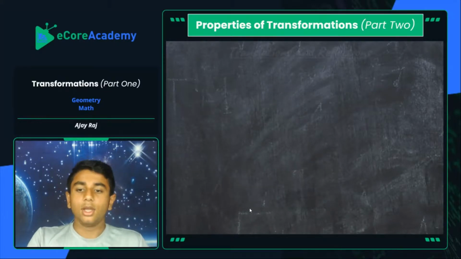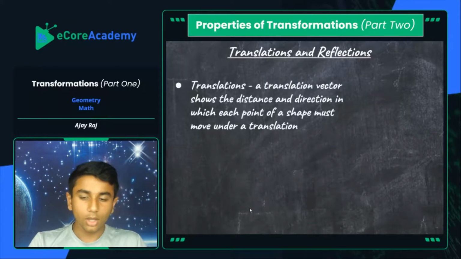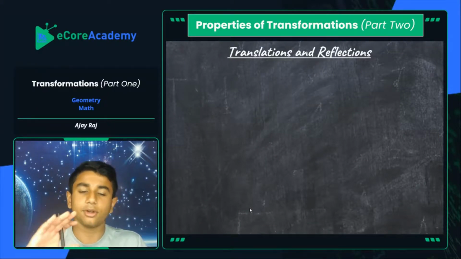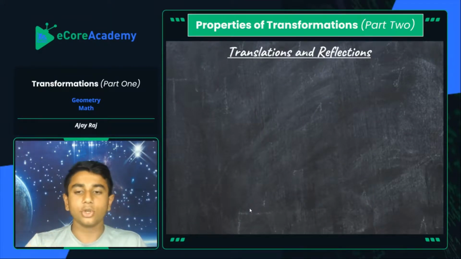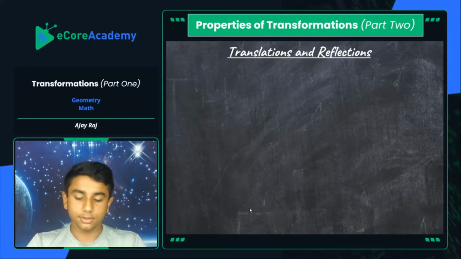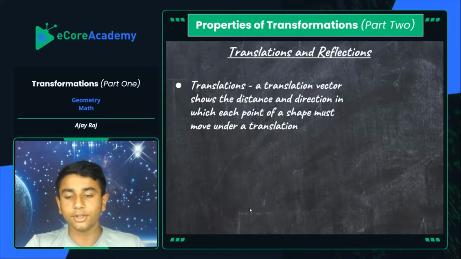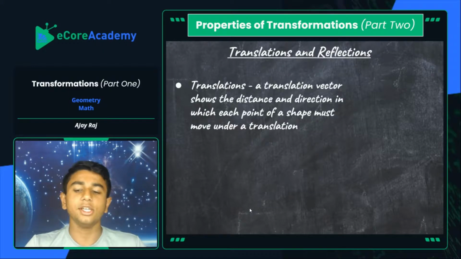And finally, we're going to look at our translations and our reflections. And I will be doing a separate lesson on dilations because it's a whole different topic that has to do with similarities. So I'm only focusing on the processes for translations, reflections, and of course, rotations. So for translations, the process is represented through a translation vector, which shows the distance and direction in which each point of a shape must move under a translation.